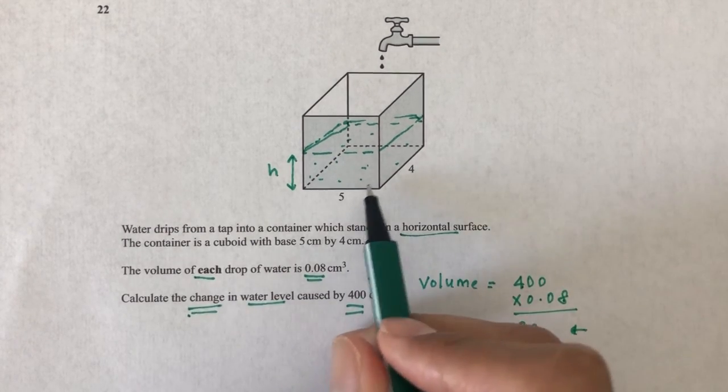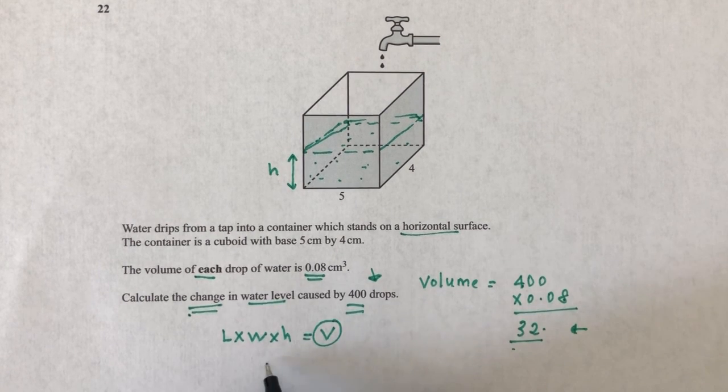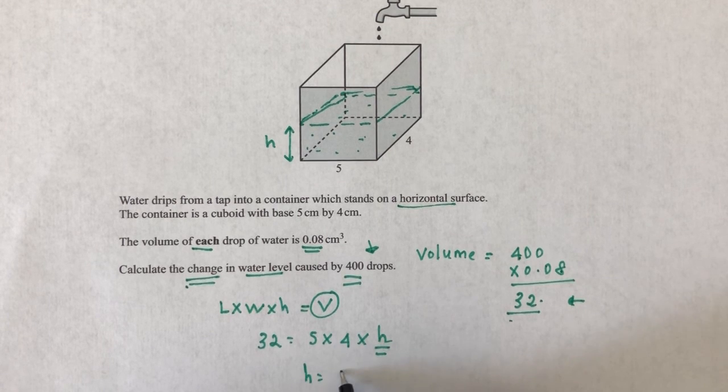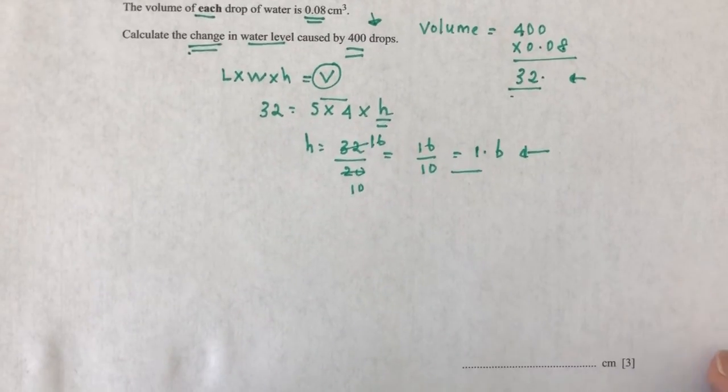So what is the volume of a cuboid? We know that we have to do length times width times height to find volume of a cuboid. So volume is 32, length is 5 times width is 4, height. We need to find the value of h. So h is equal to 32 divided by, this is 20, so divide by 20. It will become, divide by 2 will be 16, 10. 16 divided by 10 will be 1.6. So your answer for the change in level will be 1.6 centimeter.